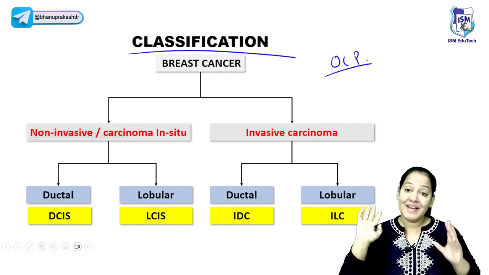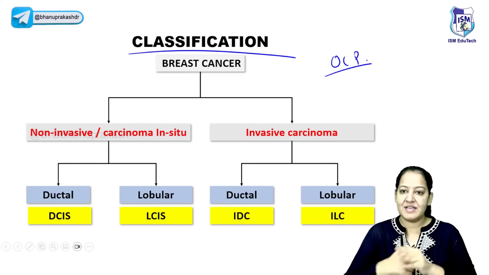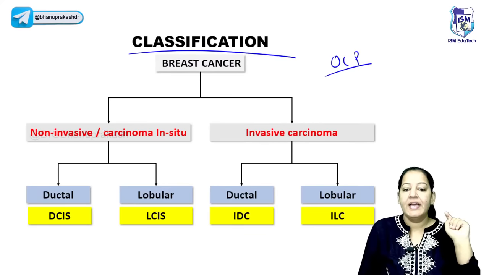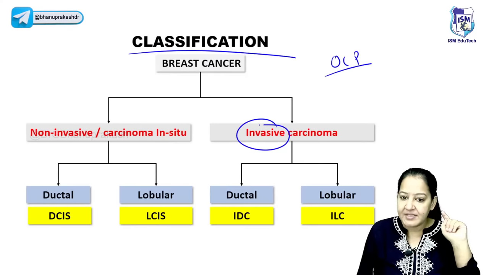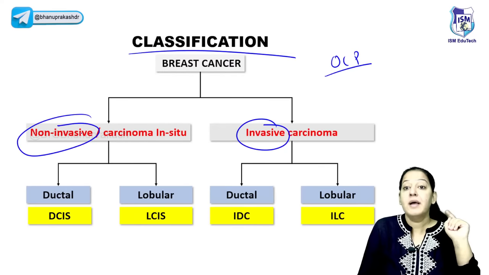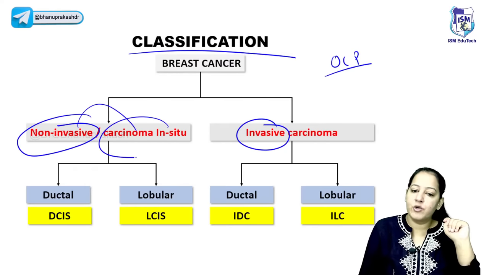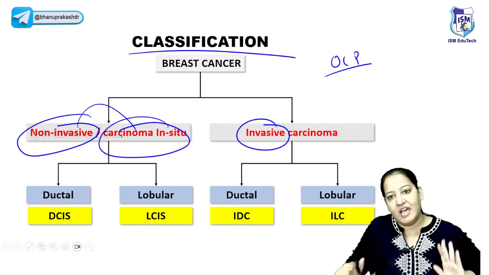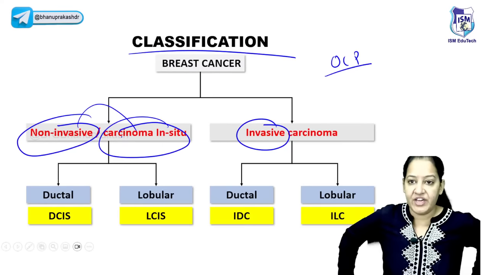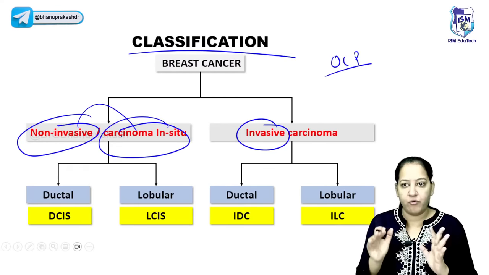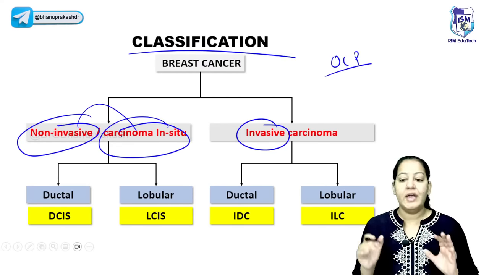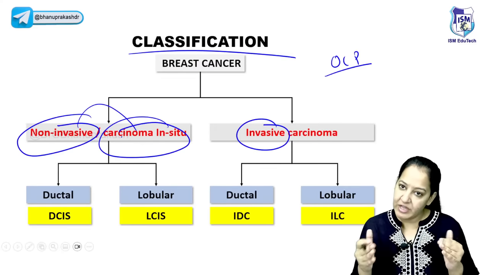Can we go ahead? So let me classify breast cancer. We classify breast cancer into two categories. Please see: invasive carcinoma and non-invasive carcinoma. The non-invasive one is also known as carcinoma in situ. Please understand very carefully. If you can understand the classification, it will be easy for you to understand the morphological diagrams of all four. Okay, invasive, non-invasive. Each one of them is of two types.